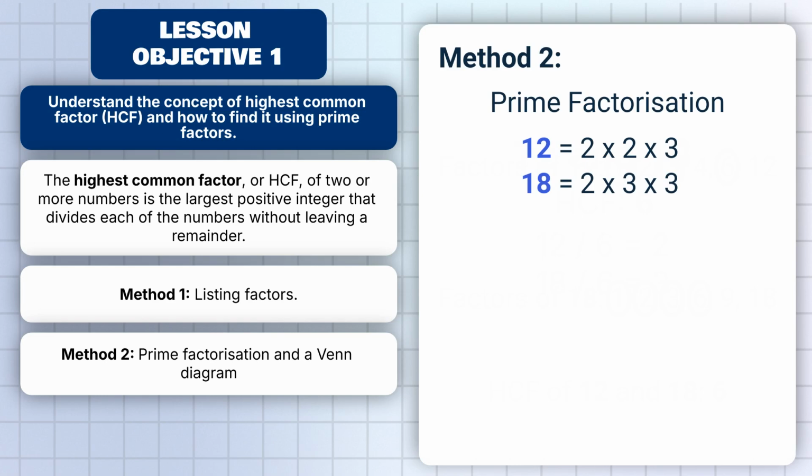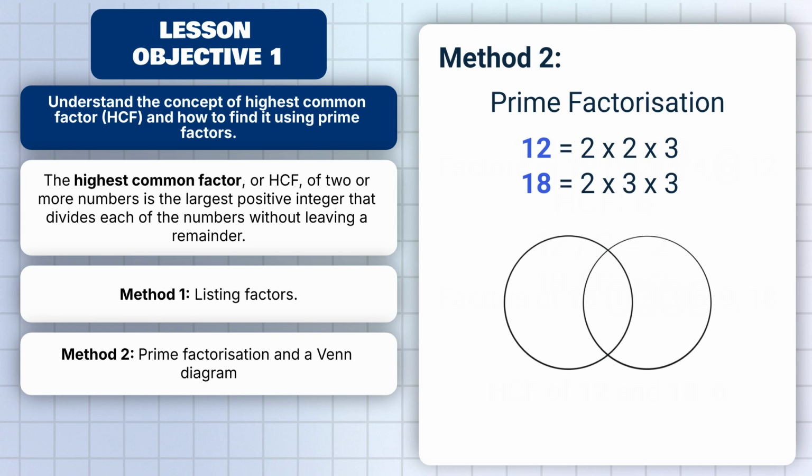Step 2, draw a Venn diagram. Create a Venn diagram with two circles, one for each number, and place their prime factors in the appropriate sections. For 12, the circle contains 2, 2, and 3. And for 18, the circle contains 2, 3, and 3. These circles will overlap where the numbers share common prime factors.